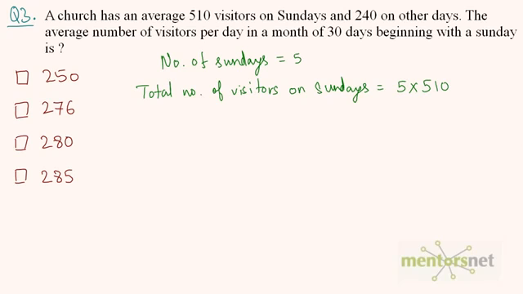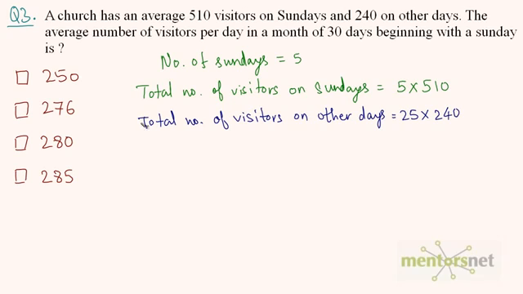And the total number of visitors on other days is equal to, out of 30 days, 5 are Sundays, so other days are 25. So 25 times the number of people who visit the church on other days, which is 240. So 25 times 240.